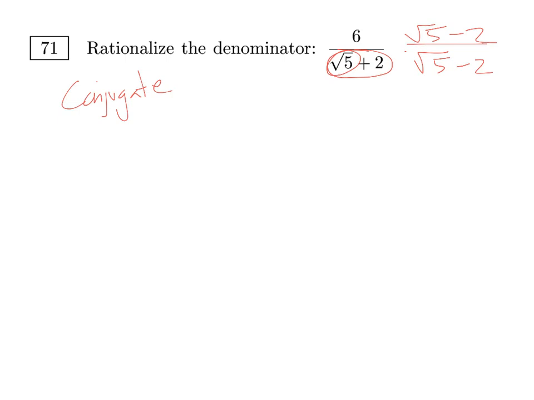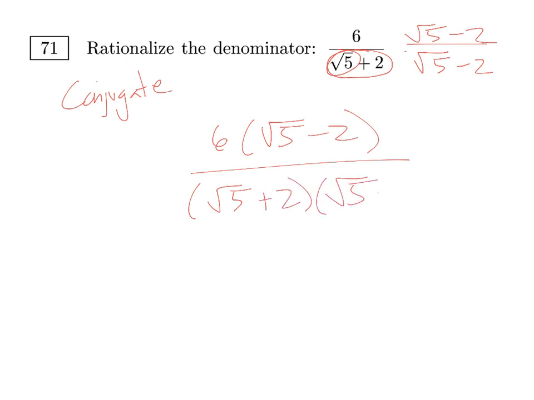And when you do that, watch what happens. I have 6 times the square root of 5 minus 2 over square root of 5 plus 2 times square root of 5 minus 2. And we're going to multiply. We're going to FOIL. So on the bottom I get 5, because the square root of 5 times the square root of 5 is 5.